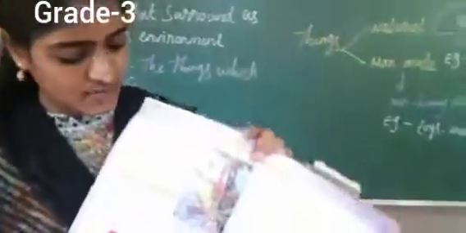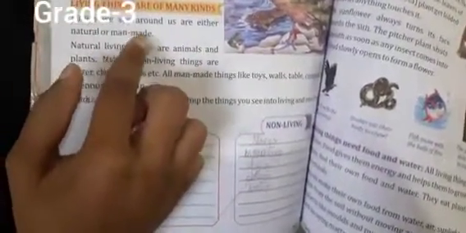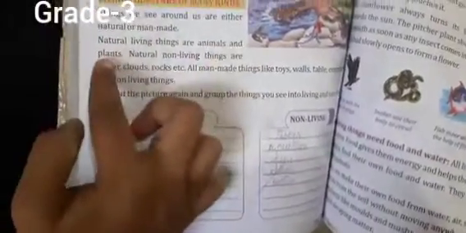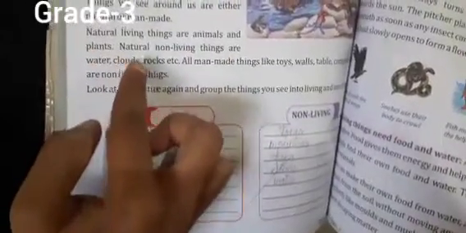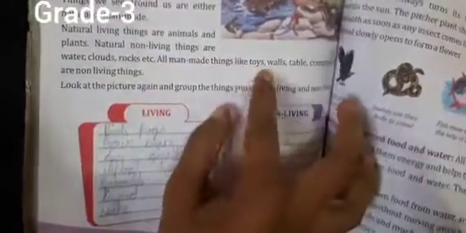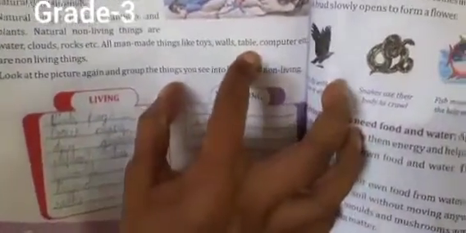Here you can see living things are of many kinds. Things we see around us are either natural or man-made. Natural living things are animals and plants. Natural non-living things are water, clouds, rocks, etc. All man-made things like toys, walls, table, computer, etc. are non-living things. So till here I have explained.